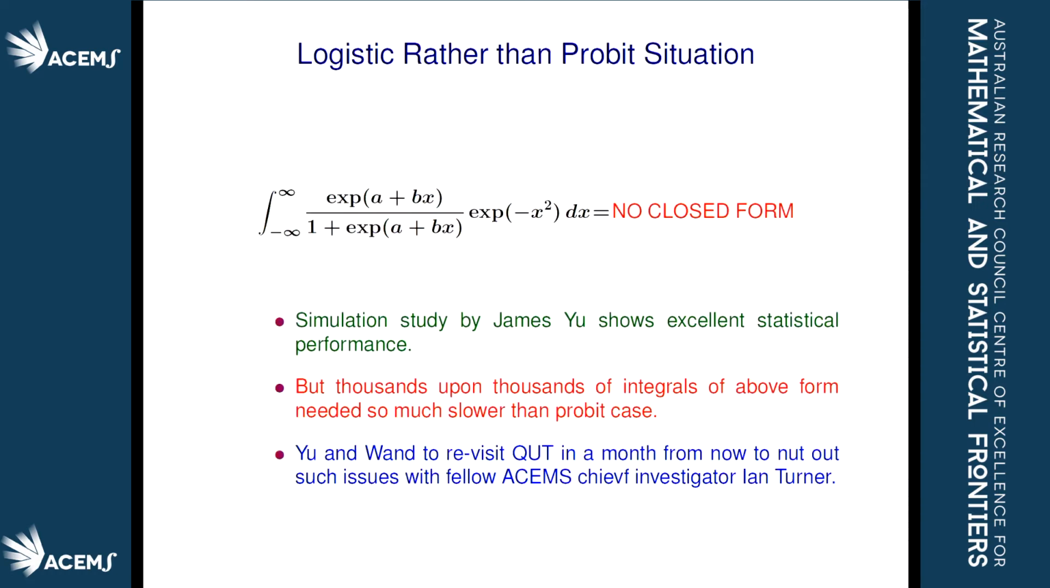Just quickly, a lot of people like logistic regression because of things like odds ratio interpretations, and James has proven that it works. He did a simulation study on some cluster computer. It only took about 3 months, James, to run. So it does work, but the thousands upon thousands of integrals you need to solve, an integral that doesn't have a closed form, make it much slower.